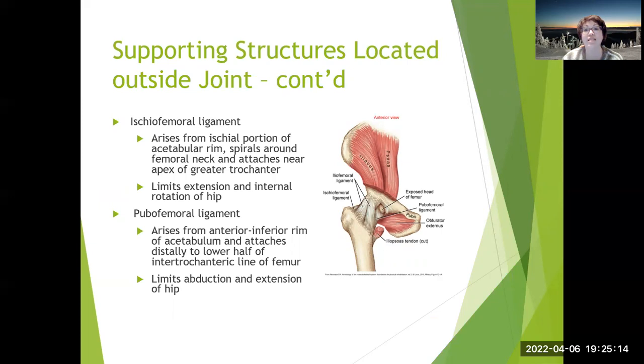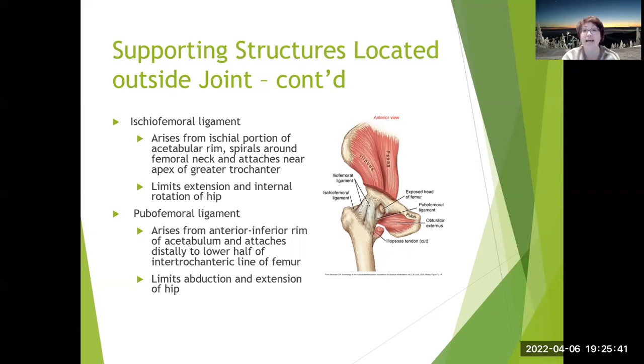So you can see in this picture, the ischiofemoral ligament is posterior to the two branches of the iliofemoral ligament, and they're sort of spiraling around the head and neck of the femur to provide that anterior stability to the hip. The ischiofemoral ligament also limits hip extension and internal rotation of the hip.